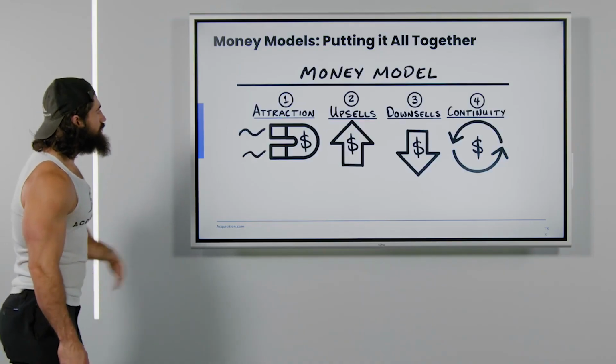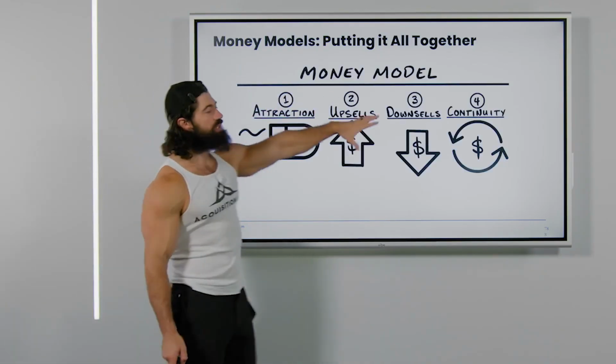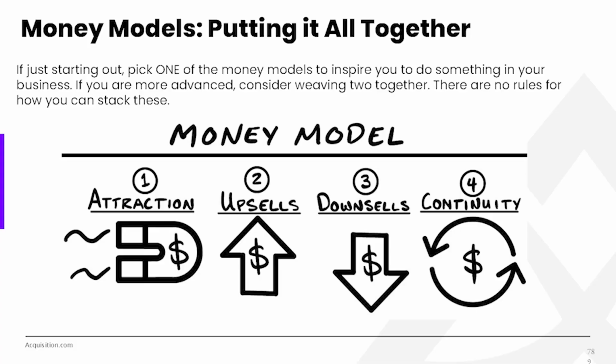So let's do a quick putting it all together. So overview, a money model: traction offer, upsells, downsells, continuity. We have covered all four. If you are starting out, just pick one of the money models to inspire you to do something in your business. If you're more advanced, you can start weaving two together. There are no rules for this.